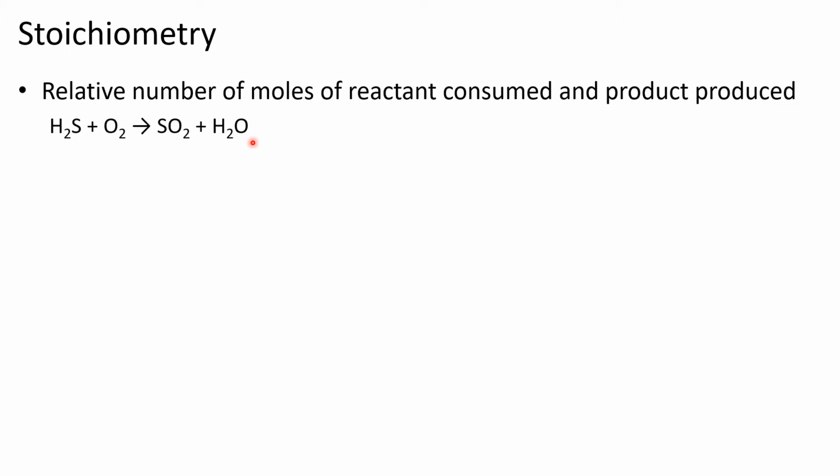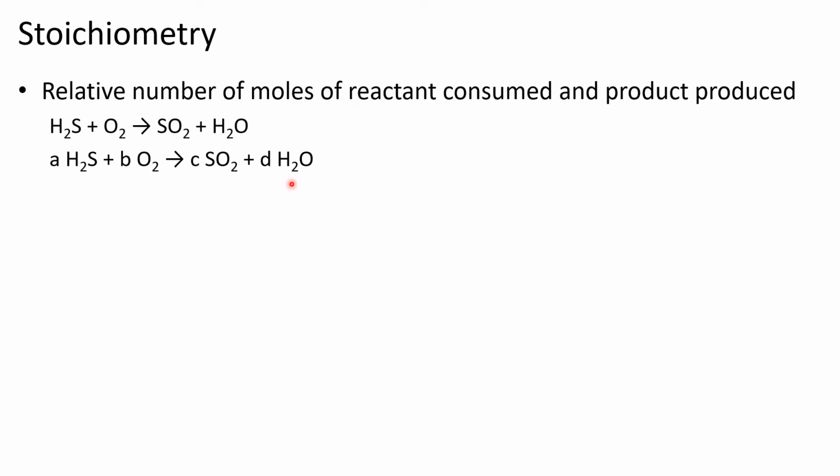In order to balance this chemical reaction, we'll assign arbitrary values for coefficients in front of each of the species that participate. So we have an A to represent the number of moles of hydrogen sulfide that will participate in the reaction. B represents the moles of oxygen. C represents the moles of SO2 produced. And D represents the moles of water that's produced.